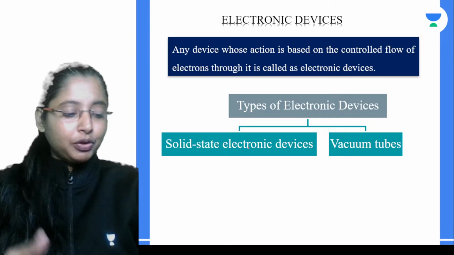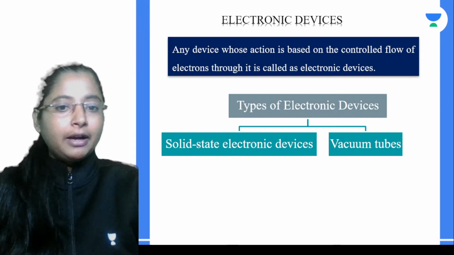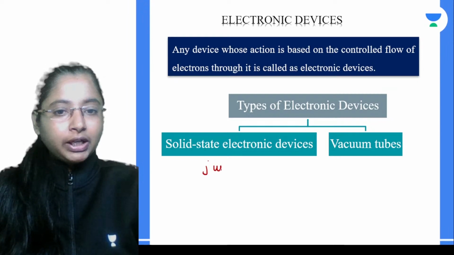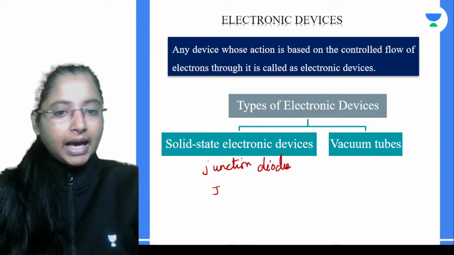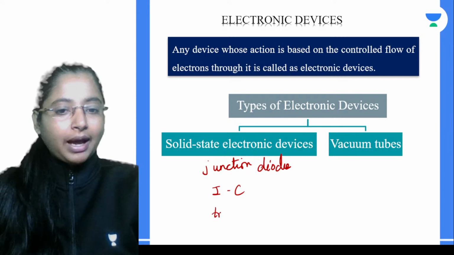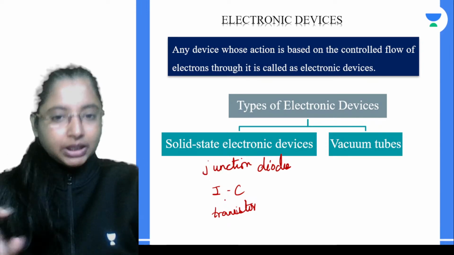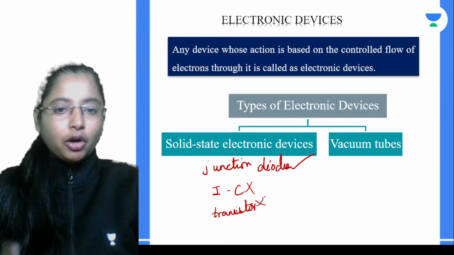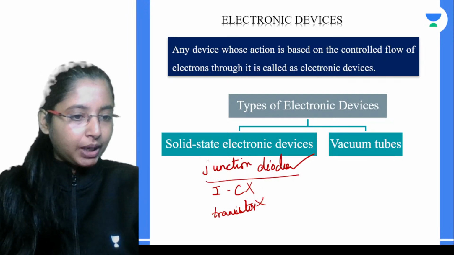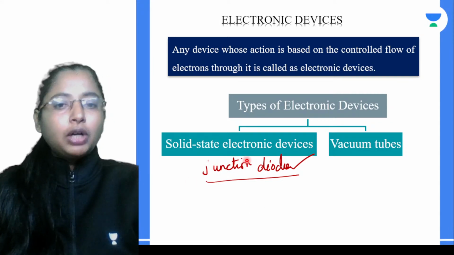Nowadays whatever we use, your computers, your phones, all of them are based on solid state electronic devices. With respect to solid state electronic devices, the types are junction diodes, ICs, and transistors. In this unit you have only junction diodes; ICs and transistors are not there. So concentrate on junction diodes as well. Every concept from this unit is important, so do not skip any of it.